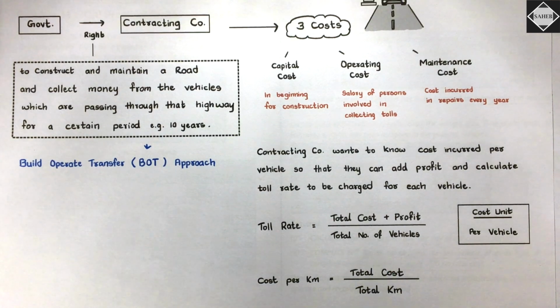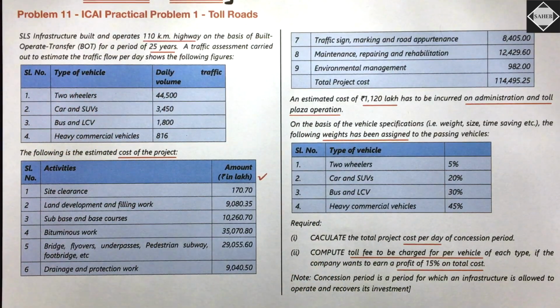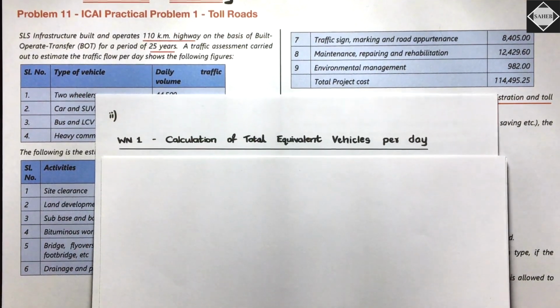Okay. Now, numerator is very simple. We can easily get that. You all know the main game is of denominator only. And here there is a problem also, isn't it? Different vehicles are there. So we have to calculate the total equivalent units. So how to do that? It's really simple. You already know how to do that, isn't it? See here. Calculation of total equivalent vehicles per day, right?